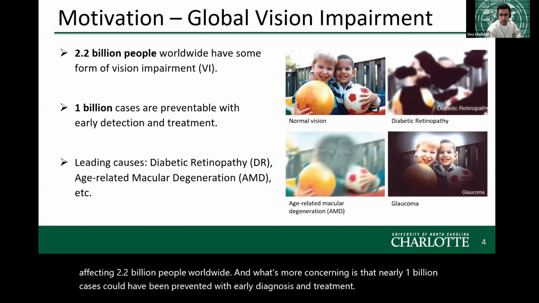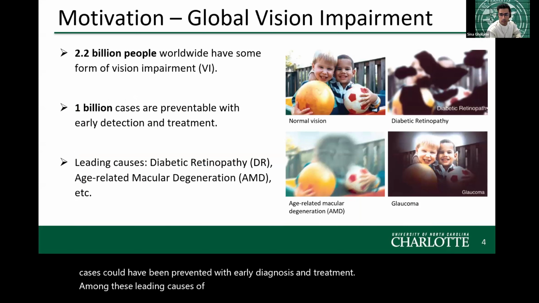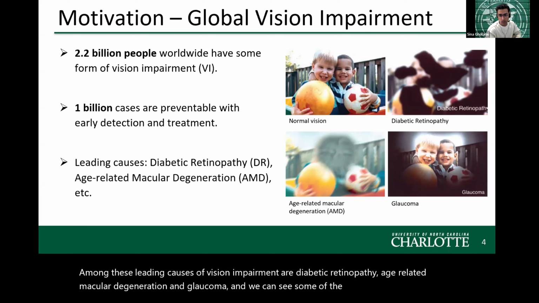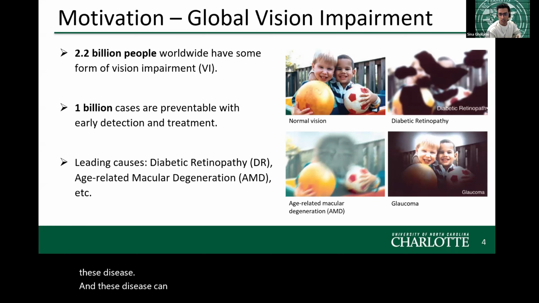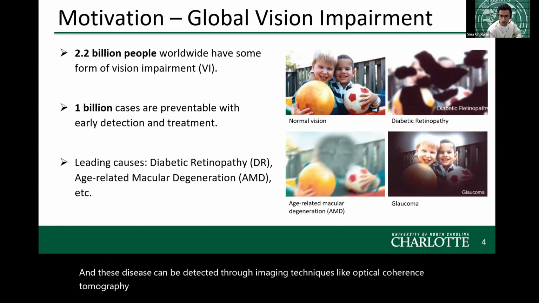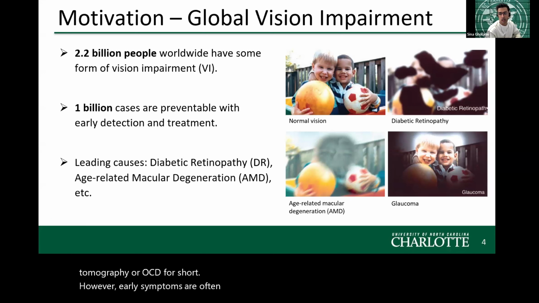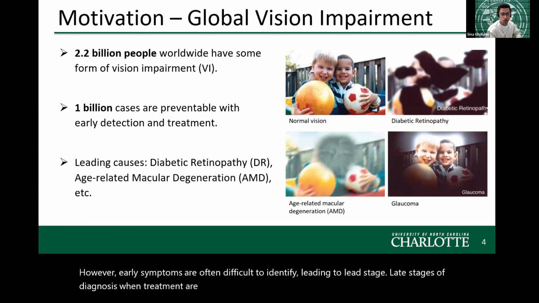Among the leading causes of vision impairment are diabetic retinopathy, age-related macular degeneration, and glaucoma. And we can see some examples of patients with these diseases. And these diseases can be detected through imaging techniques like optical coherence tomography, or OCT for short. However, early symptoms are often difficult to identify, leading to late stages of diagnosis when treatments are less effective. So how can AI help? Let's take a look.